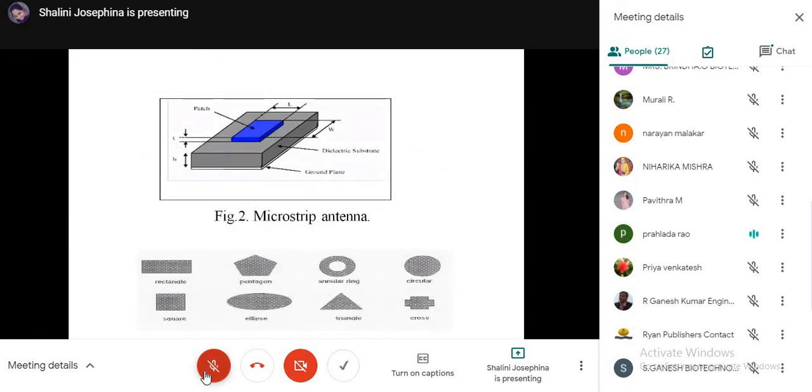Sorry, participants. I forgot a small point to be mentioned. A dielectric substrate has two important parameters. First one is your dielectric constant. Second one is your loss tangent. The dielectric constant is also called the dielectric permittivity of the substrate. You can use different types of dielectrics, like FR4 glass epoxy, RT Duroid, etc. These are two important parameters which I forgot to mention in my talk: the dielectric constant and the loss tangent. Thank you.